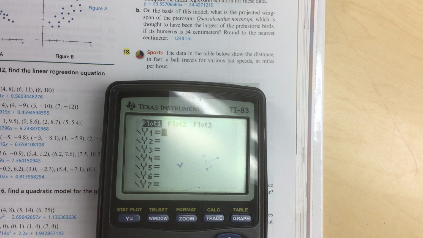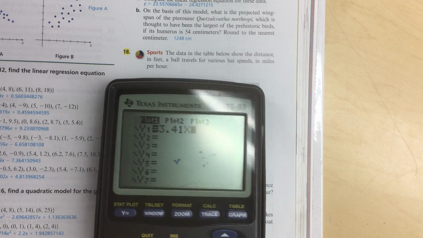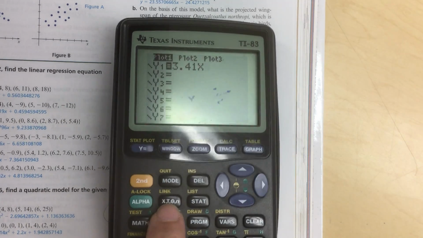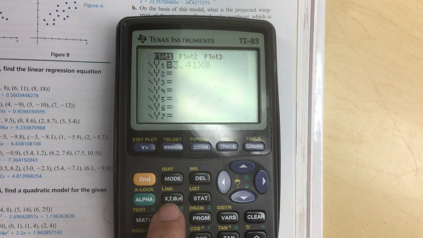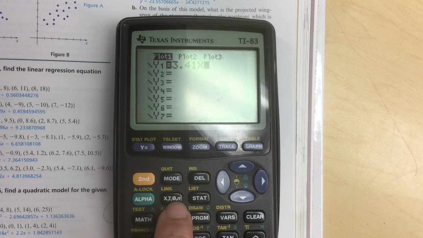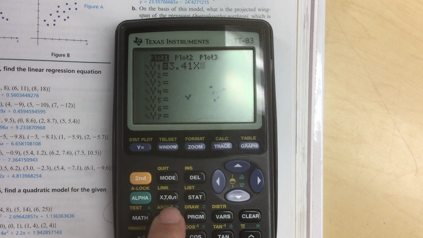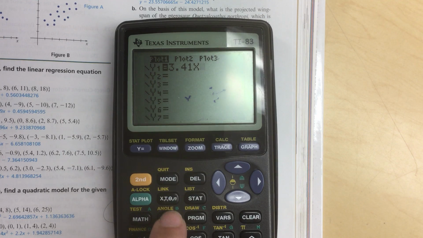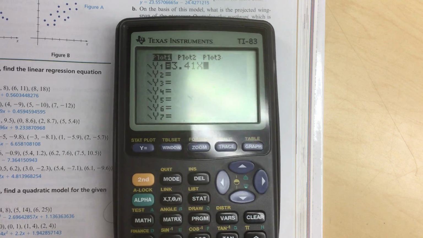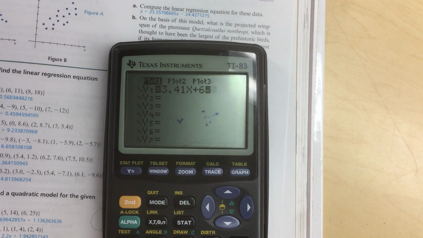All right, so Y1, it was 3.41x. Okay, the x variable is next to the alpha key. It says x, t, theta, and n. Those are 4 different types of variables. So that's your variable key. So you're going to hit x. And then it was plus 65.